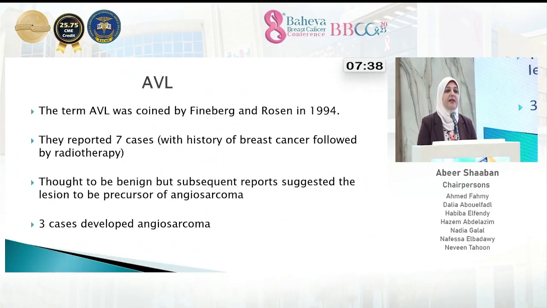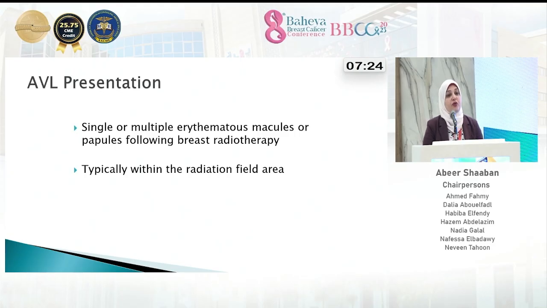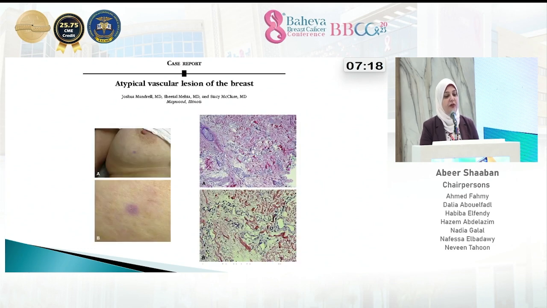AVL, so atypical vascular lesion. That's a rare lesion and can be associated with angiosarcoma as well. It's thought to be benign, but some reports suggest that it's a precursor. It usually presents as single or multiple lesions, usually superficial and usually within the radiation field.